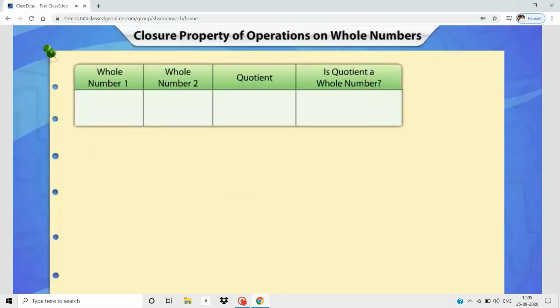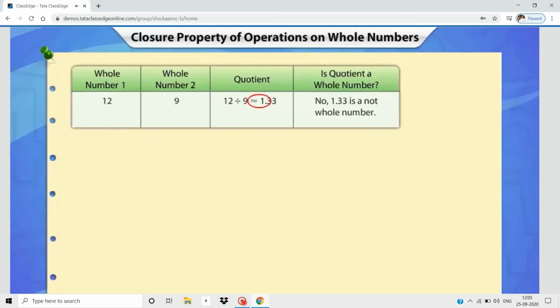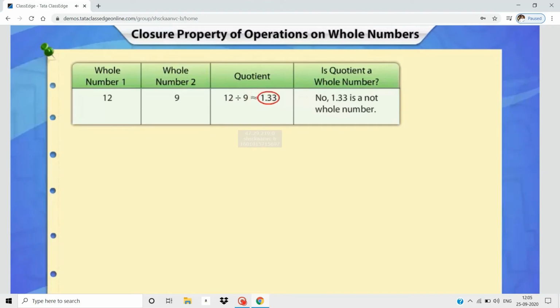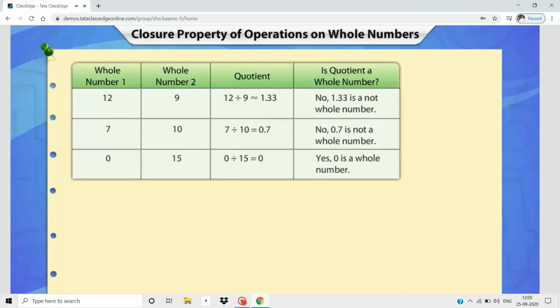Finally, let us determine whether the whole numbers are closed under division or not. If we divide 12 by 9, we get about 1.33. 1.33 is not a whole number. Dividing 7 by 10, we get 0.7, which is not a whole number. When we divide 0 by 15, we get 0. We can see that 0 is a whole number.